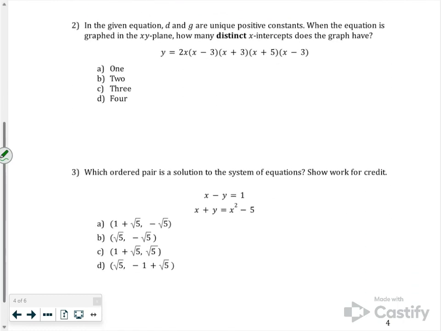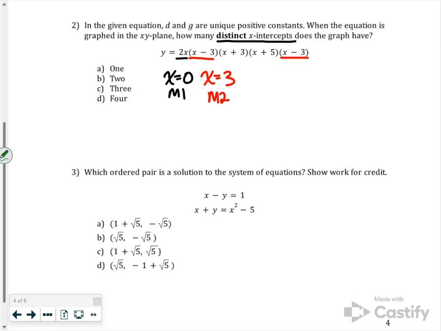Now, number 2 is talking about the concept of distinct x-intercepts. That means that if you see an x value and then you see it repeat, you still only count it as one distinct x-intercept. So this 2x creates x equals 0. This x minus 3 creates x equals 3. And there is another one.